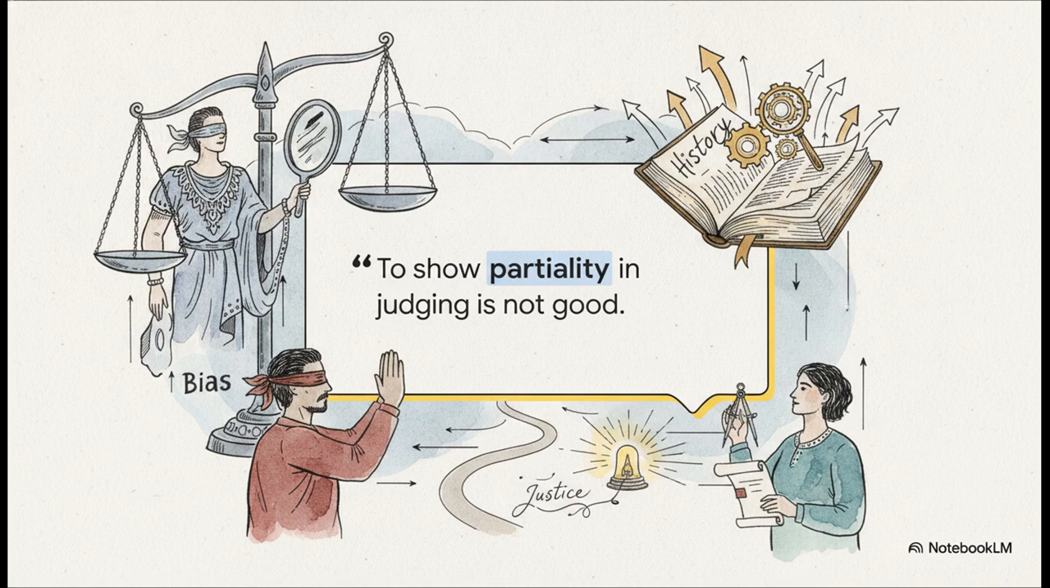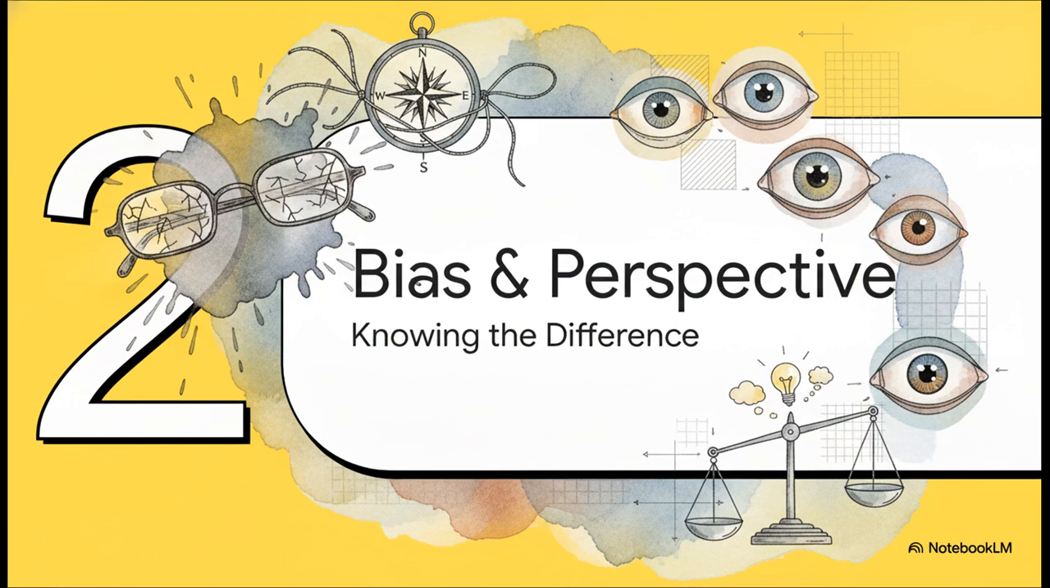Fairness and impartial judgment matter deeply. When we show partiality, like when we unfairly favor one side over another without looking at all the evidence, we aren't just being bad historians. We're actually failing to act with justice and integrity. Seeking the truth fairly is simply the right thing to do. Moving right along to Section 2, defining bias and perspective, knowing the difference.